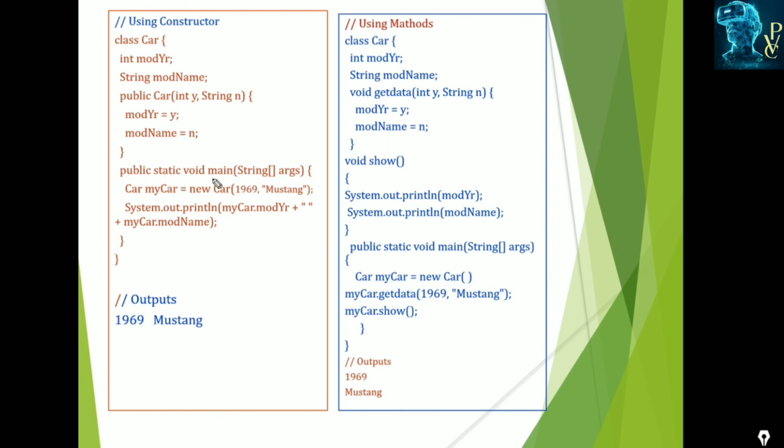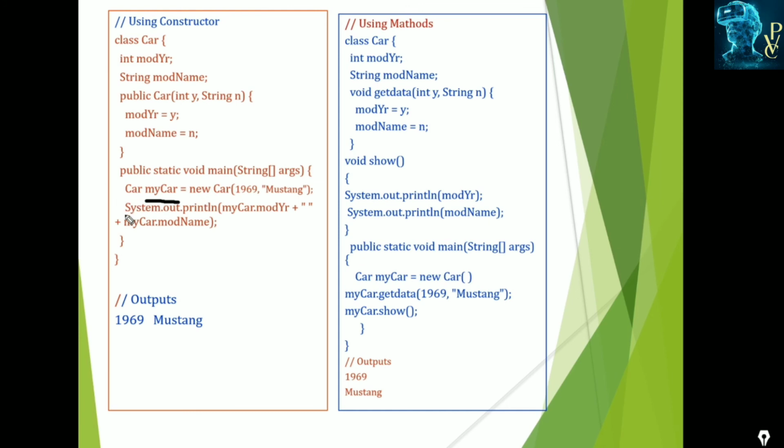Public static void main. Here I am creating myCar as the object. New MyCar, I have to pass two values, one is the integer and another is the name. The model year is 1969 and the model name is Mustang. System.out.println prints the values of this object: myCar.modelYear plus myCar.modelName. It displays 1969 and Mustang.